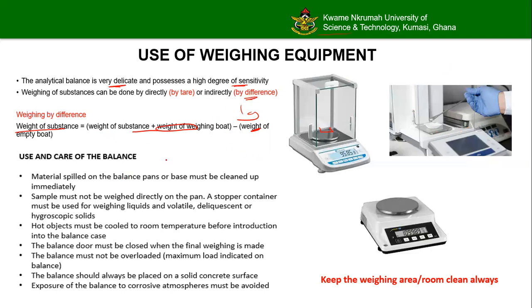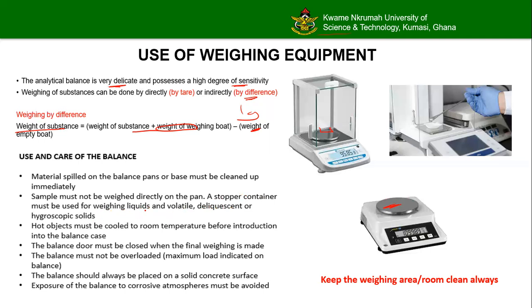Good. Now, care of the balance. We are saying that material spilled on the balance pan or base must be cleaned up immediately. So that's what we are saying, right? Sample must not be weighed directly on the pan. We don't put anything on the pan here. You put it in the boat and then you weigh, right? A stoppered container must be used for weighing liquid or volatile, deliquescent and hygroscopic solid.